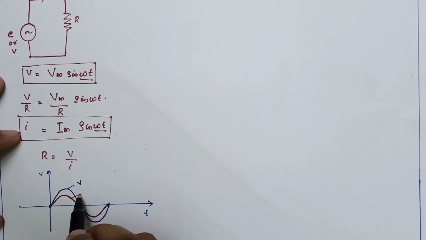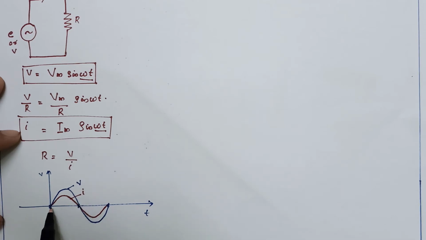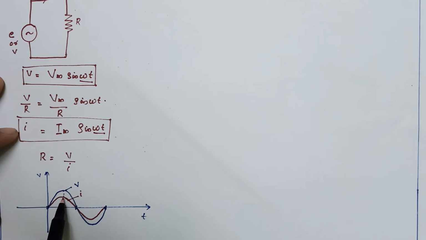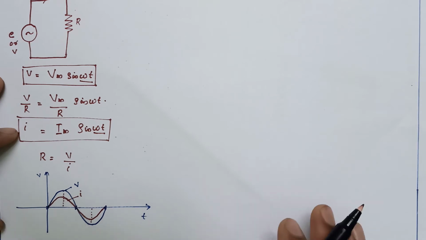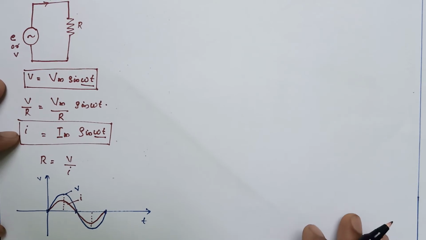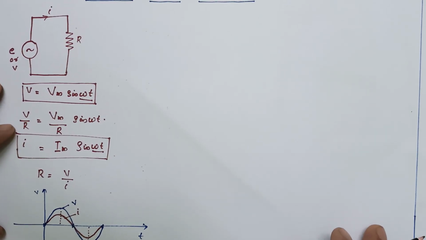But the point is that the current starts from the same point as the voltage. The current will be maximum when the voltage is maximum, and the current will be zero when the voltage is zero. When the voltage is negative maximum, the current will also be negative maximum. Okay, these are the important things.